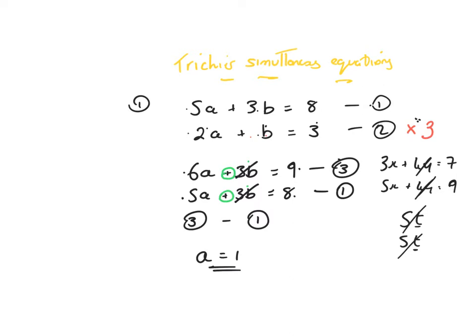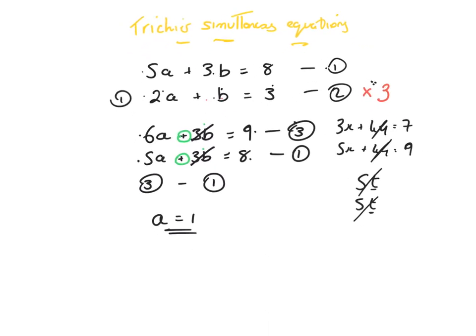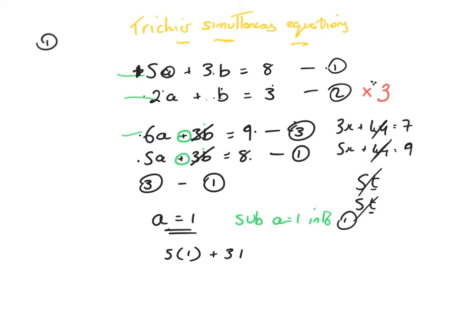I can now sub a equals 1 into one of the equations. Now it doesn't matter which one. I've got 3 to choose from. I've got equation 1, 2 and 3. So just choose any, it will work. And I'm going to sub a equals 1 into equation 1. So there's equation 1. Wherever I see a, I'm going to replace it with 1. So that'll be 5 lots of 1 plus 3b is equal to 8. 5 lots of 1 is 5. 5 plus 3b equals 8.